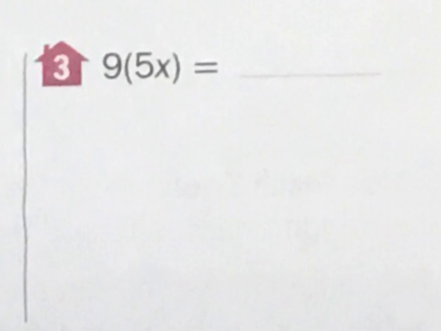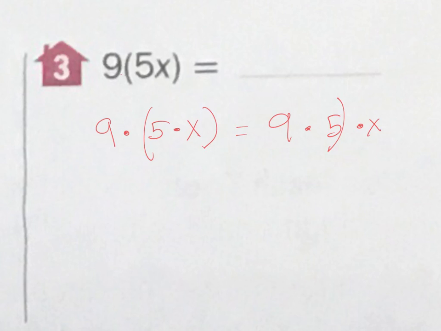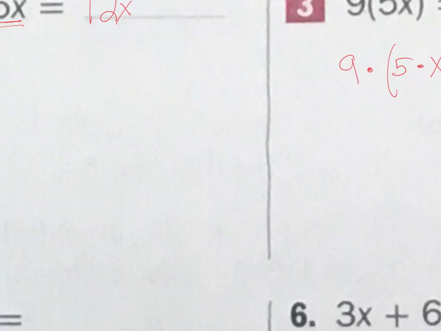Let's do number 3. Now we're multiplying. This basically is 9 times 5 times x. And we know by the associative property that we could do 9 times 5 first, instead of doing the 5 times x first. And when we do that, it's 45 times x, or the same as 45x. And there's your answer. Simplified. All right, let's go on to 4.